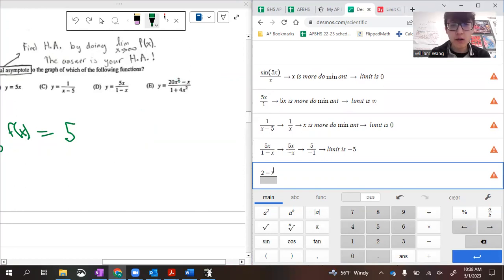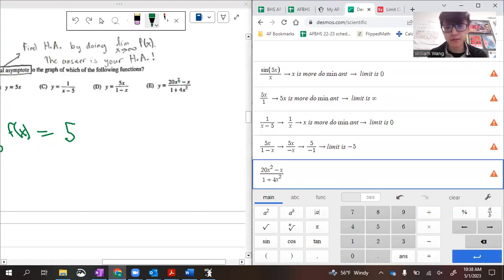20x squared minus x divided by 1 plus 4x squared. All right. On the top, which one's the more dominant term? It's 20x squared. So I can ignore everything else. On the denominator, it's 4x squared, so I can ignore everything else. Cool. Between these two, which one's more dominant? Well, x squared and x squared, they're actually equally dominant, right? So I can cancel those out. So 20 divided by 4. This simplifies to just 5.